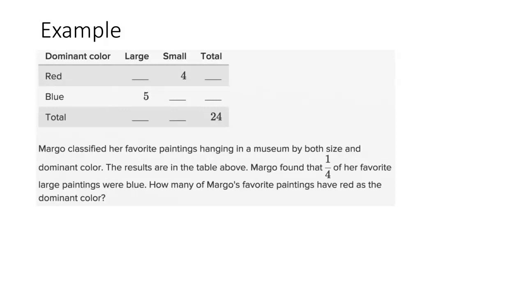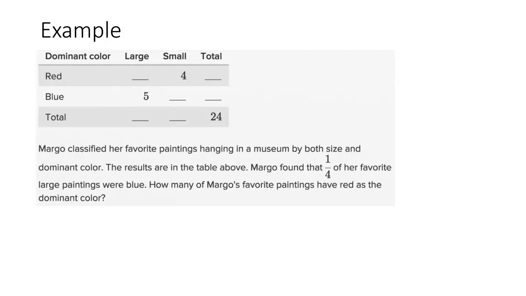So Margot has all of her favorite paintings in the museum. She categorized them by size and dominant color. Okay? She really likes red and blue. So of her favorite red paintings, she's got 4 that are small. Of her favorite blue paintings, 5 of them are large. She's got 24 favorite paintings total. Okay? Now, Margot found that 1/4 of her favorite large paintings were blue.